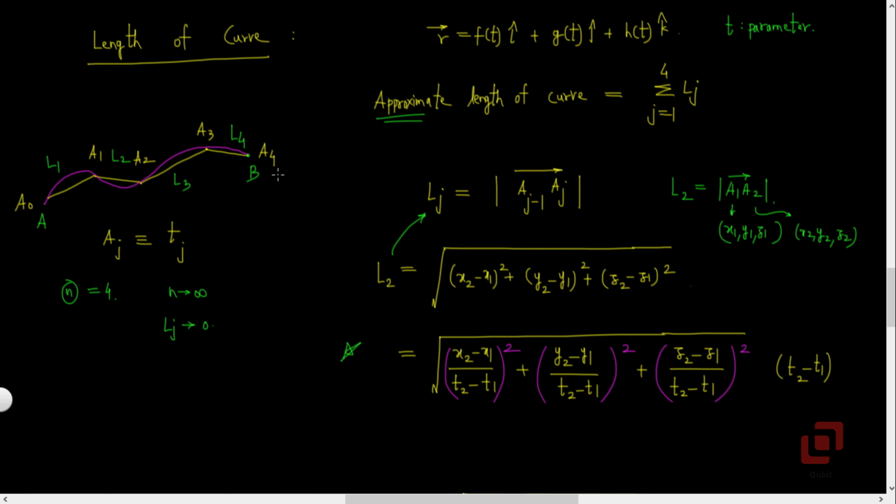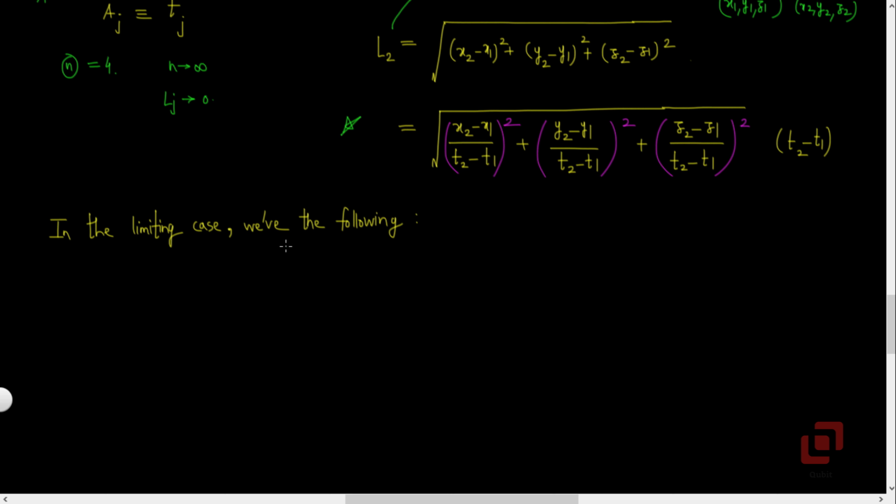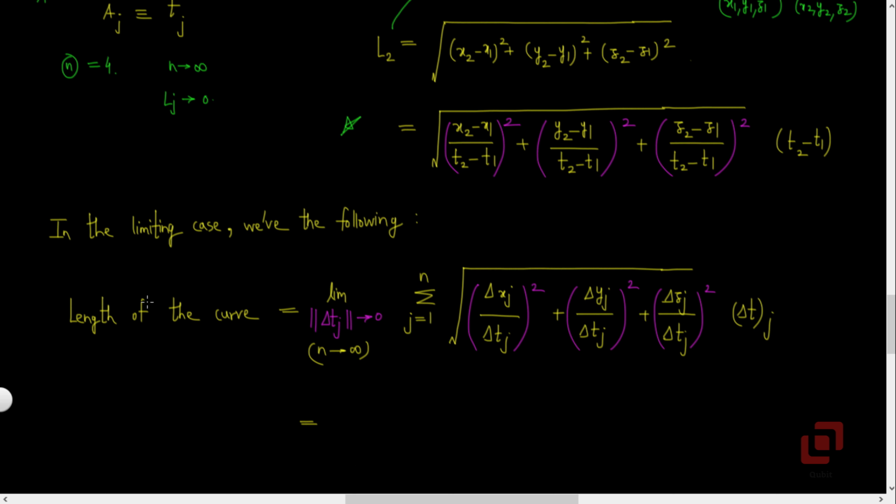In other words, instead of taking 4 such segments, if we take 40, 400, 4000, 40,000 and so on, we'll go on getting better and better approximations to the length of the curve. And in the limiting case, we have the following. Length of the curve equals limit as n tends to infinity, but more importantly, the norm of delta Tj tends to 0.